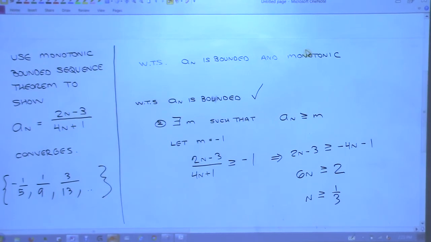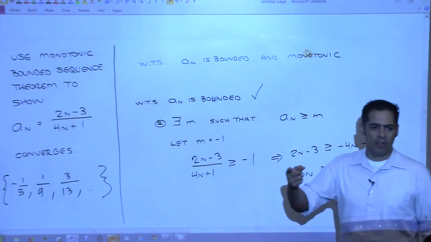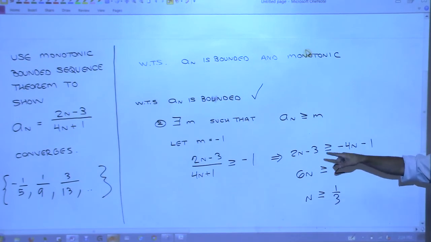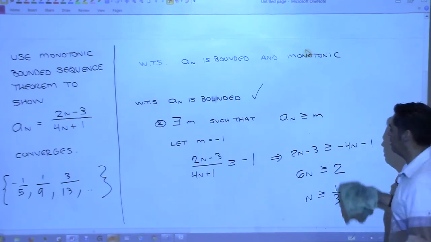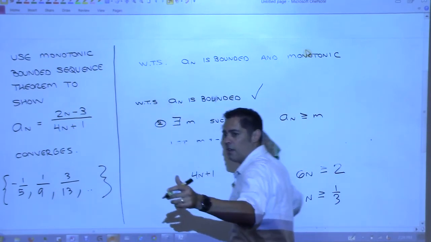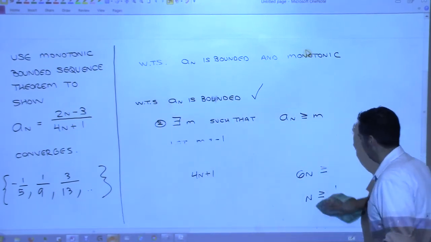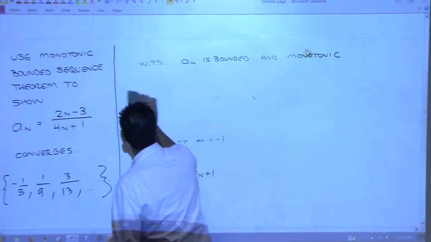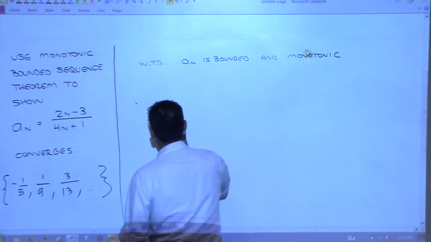Are we done? Now we have to show it's monotonic. And monotonic means increasing or decreasing, which means we have to actually figure that out ourselves. We have to determine that. Guys, you all right over there? All right. We have to figure out whether or not it's monotonic increasing or decreasing.